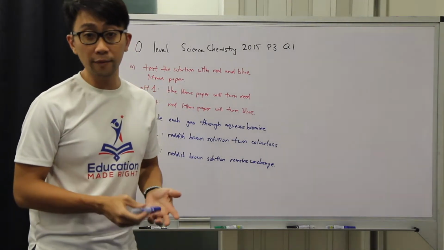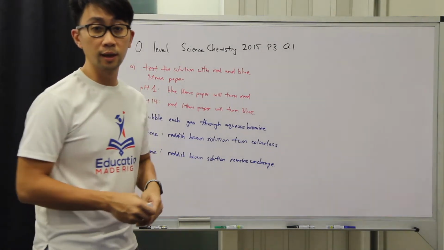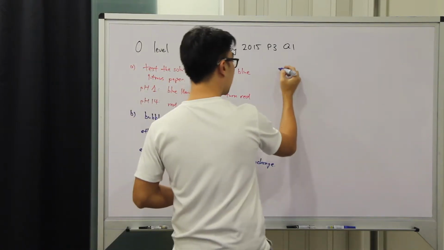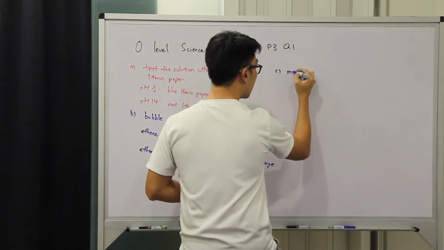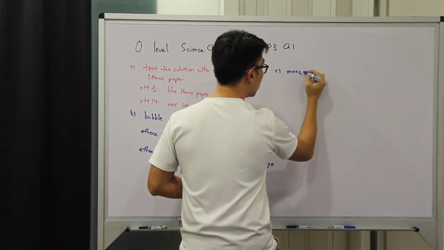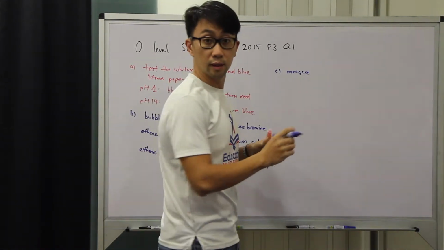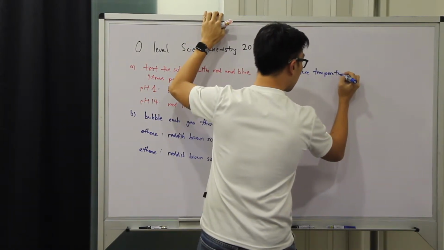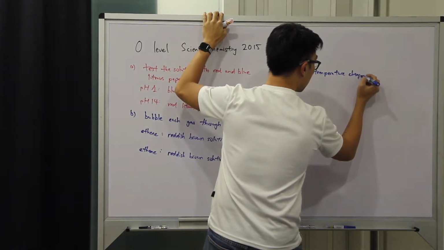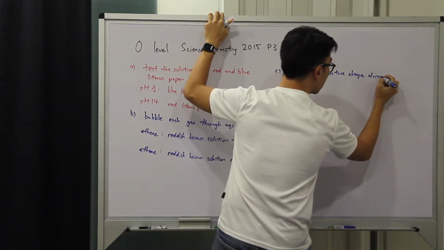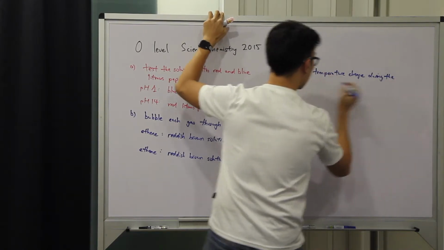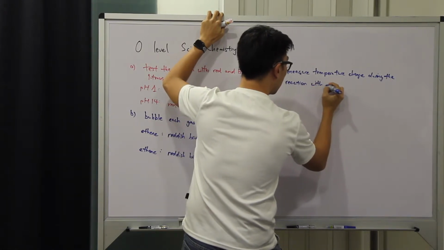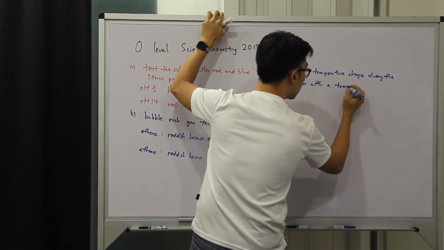For part C, we have endothermic and exothermic reactions. For this, we can measure the temperature change with a thermometer. So let me write that here. Measure the temperature change during the reaction with a thermometer.